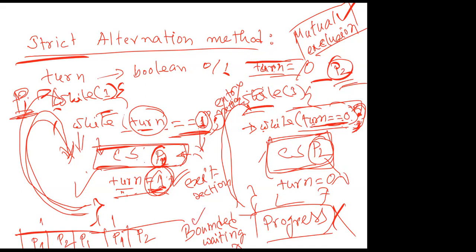In this algorithm, mutual exclusion is good and bounded waiting is good, but progress is not satisfied here. Any questions or comments so far?